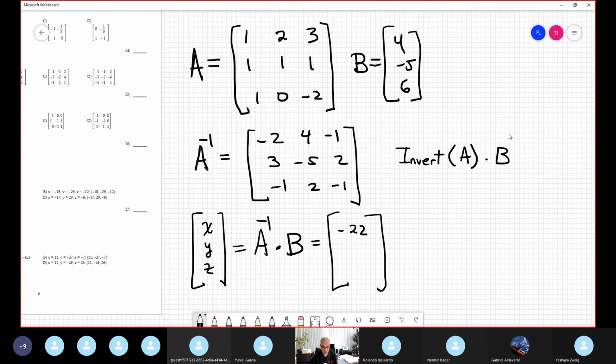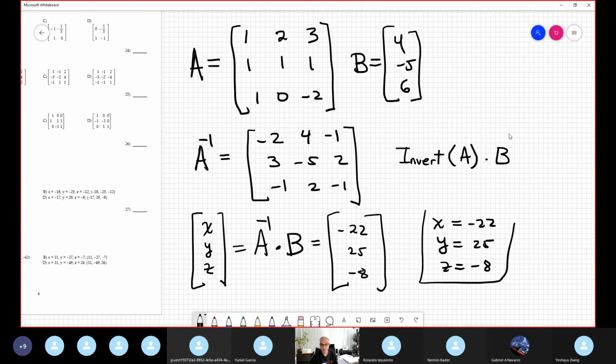-22, +25, and negative. Therefore, x is equal -22, y is equal +25, and z is equal negative. Okay, end the story. We finish.